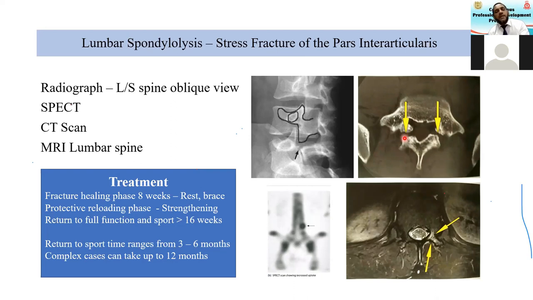So the treatment is mainly targeting the healing of the fracture in the first 8 weeks, with rest and a proper brace. Following that fracture healing phase, the patient can go into a protective reloading phase, with gradual strengthening of the back muscles, especially the core muscles, for another 8 weeks. After 16 weeks, the patient can go into full functional movements and then return to sport. So it's about 3 to 6 months to return to play, but early detection will definitely heal the patient with very good outcomes.